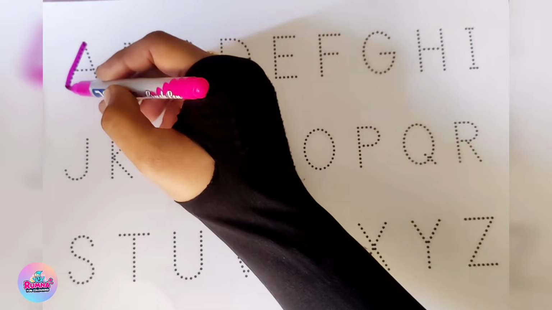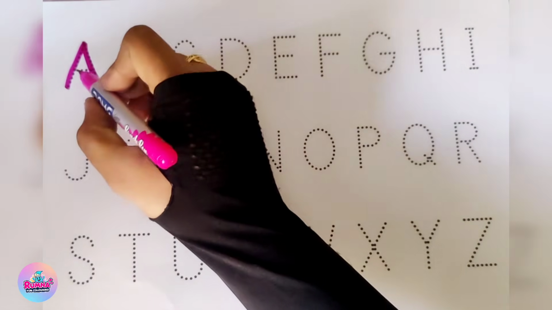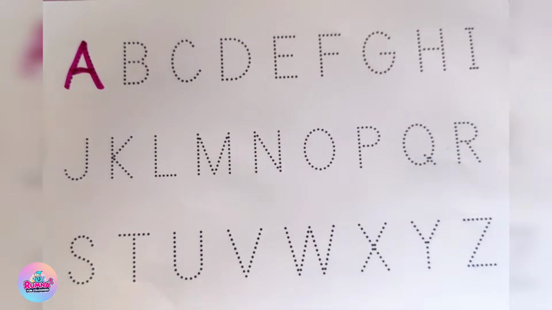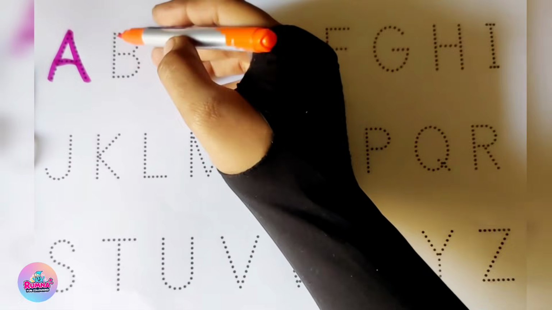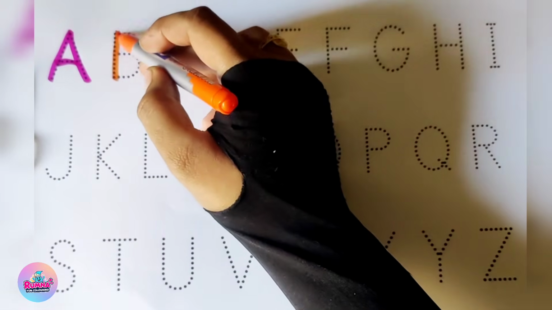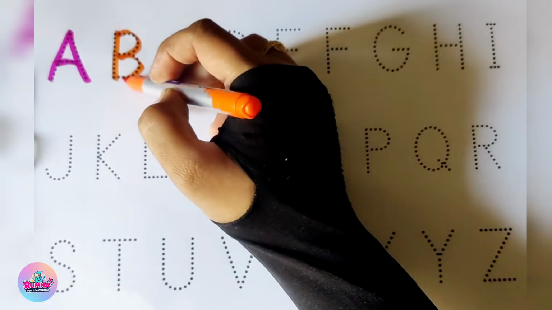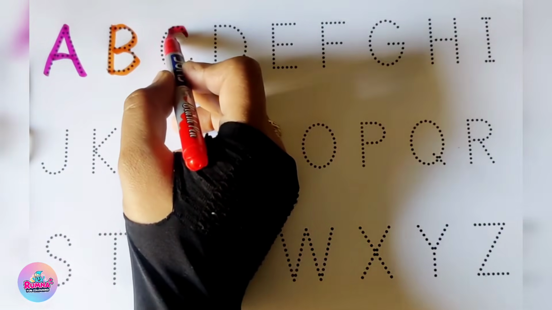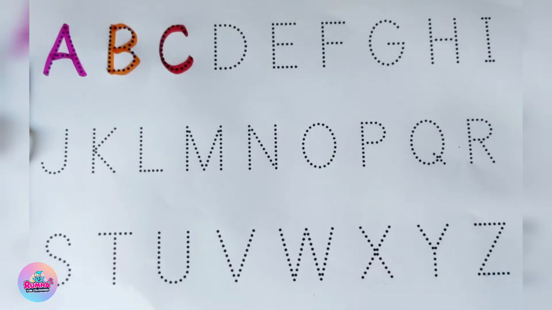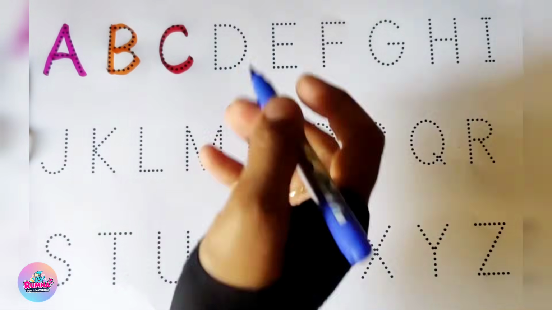This is first letter, that is letter A. A for alligator. Then comes letter B. B for birds. So today we will learn all the animals with these alphabets. Then comes letter C. C for cat. Then comes letter D.